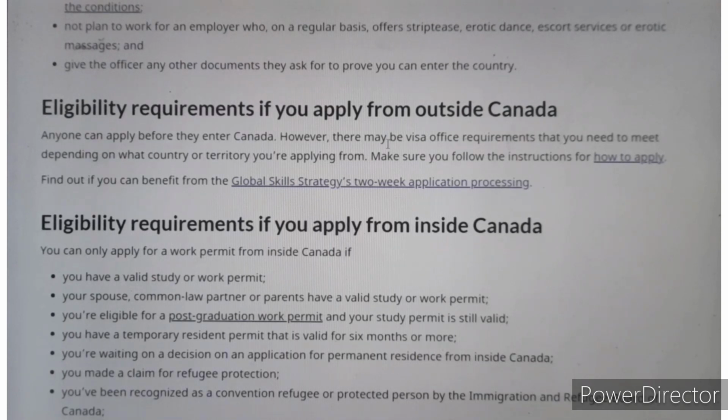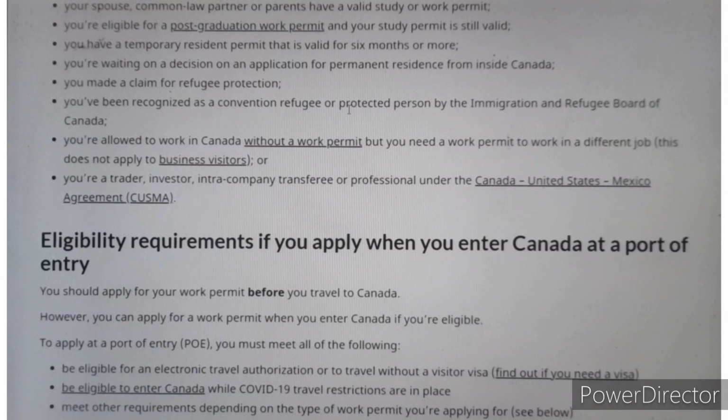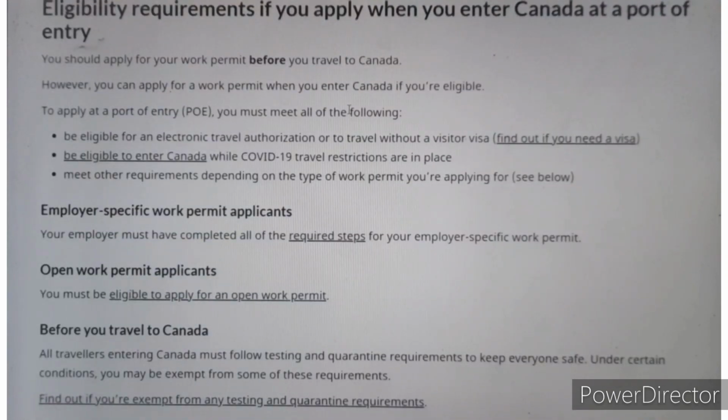You can also apply for a work permit when you are inside Canada as a temporary foreign worker. For example, if you visited Canada, you can apply for a work permit during your stay there. And you can also apply immediately when you enter Canada, at the port of entry. So these are ways that you can apply for a work permit.